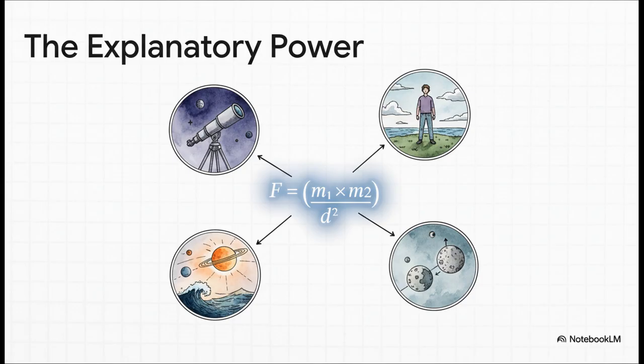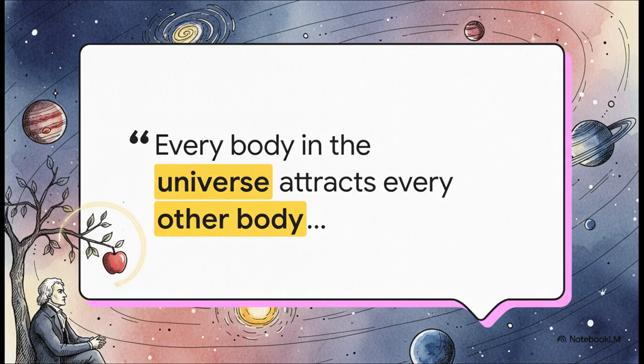It explained why we're stuck to the ground, why the moon orbits us, why the planets go around the sun, and even how the pull of the moon and sun creates our ocean tides. We've even used it to discover new planets just by noticing their gravitational tug on other ones. It really all boils down to this one simple, powerful idea. Everything with mass is connected to everything else with mass.